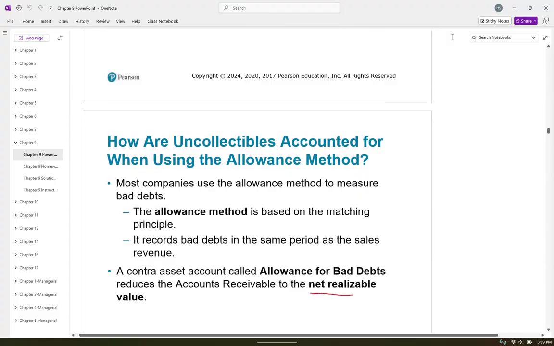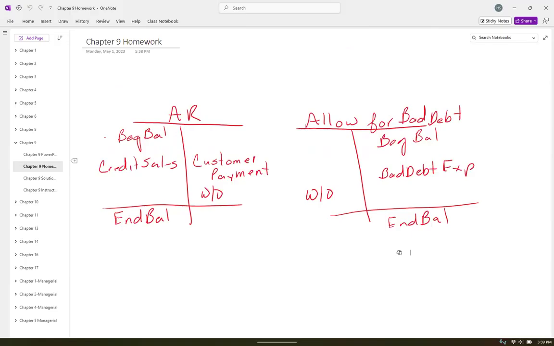And I am going to jump over here to this page where I drew both of these T accounts out. Let's take it one at a time. Okay. Accounts receivable, current asset, has a beginning balance. Putting words here because sometimes a whole bunch of numbers is confusing, but words sometimes help. So we have beginning balance. We're going to increase accounts receivable by any credit sales. We will decrease it with any customer payments and any write-offs. Okay. We will end up with an ending balance.